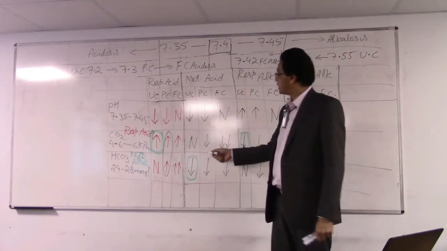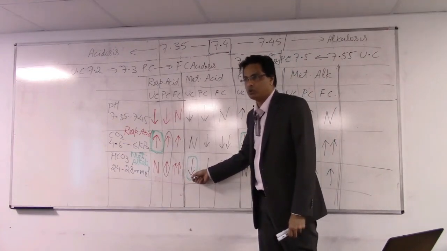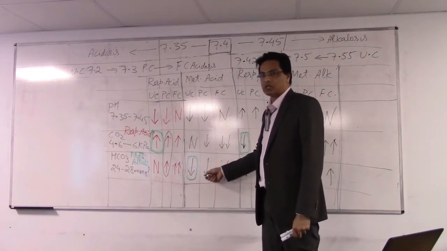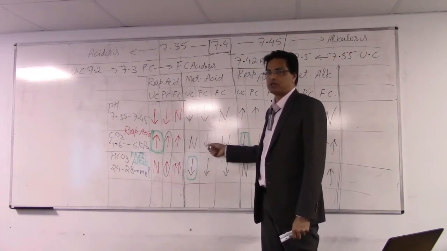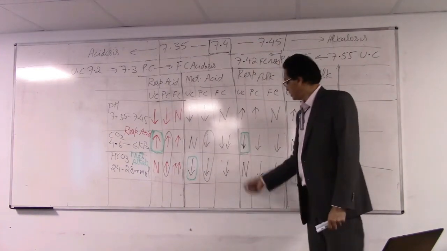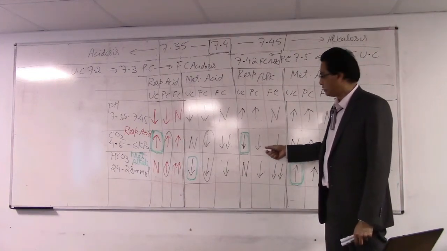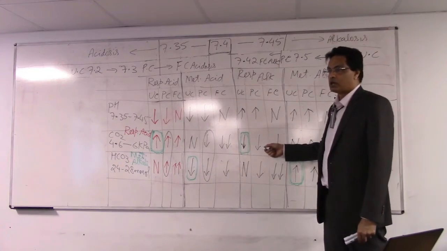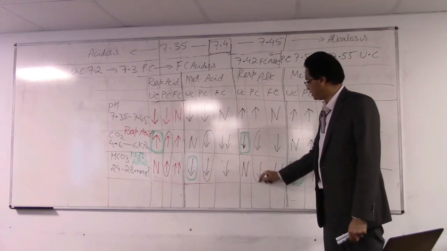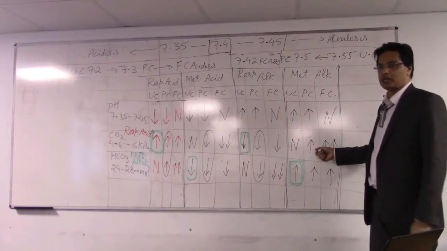If you look here, metabolic acidosis, what is the primary pathology? Bicarbonate will be low. What is compensating? Carbon dioxide is compensating. If the bicarbonate is low, which is the primary pathology, what happens to the carbon dioxide when it is compensating? It will also be low. Is it understood? Here, respiratory alkalosis, what is the primary pathology? CO2 is low. Bicarbonate is the one compensating. What happens to the bicarbonate? It will also be low. Again, here, primary pathology in metabolic alkalosis, what is that?